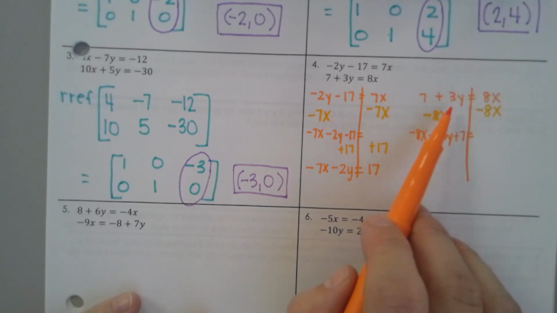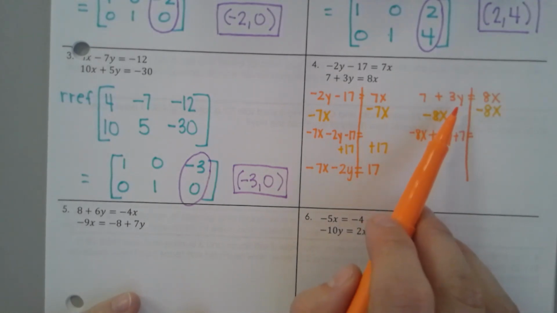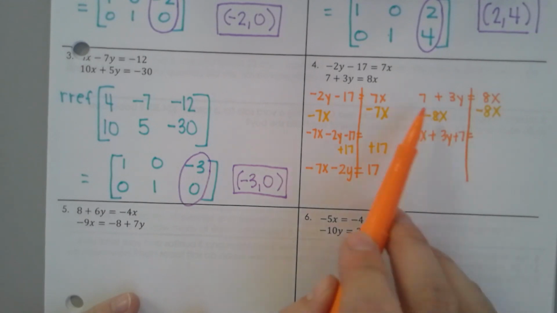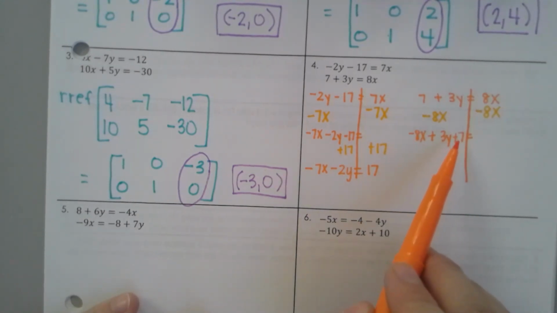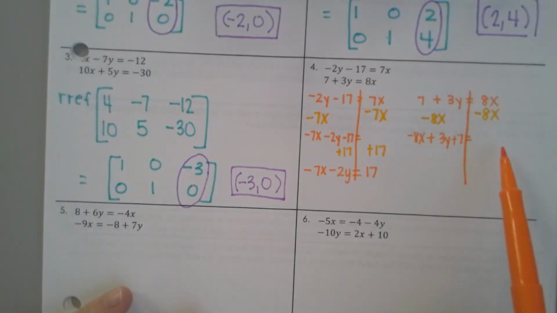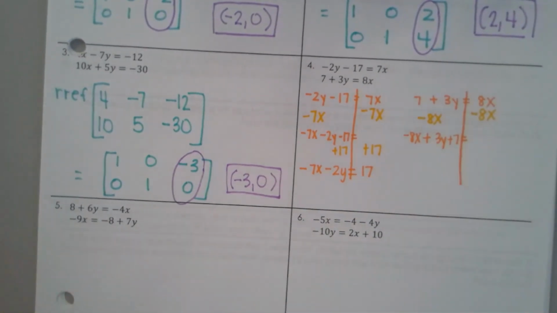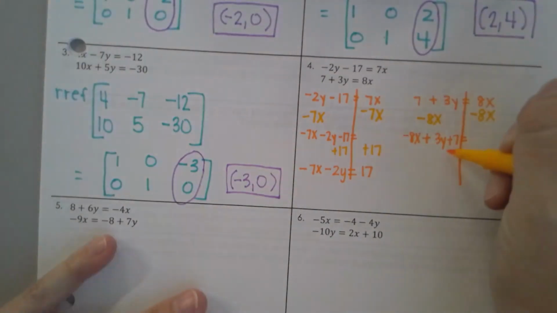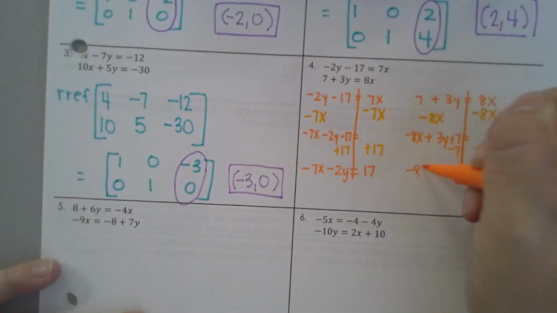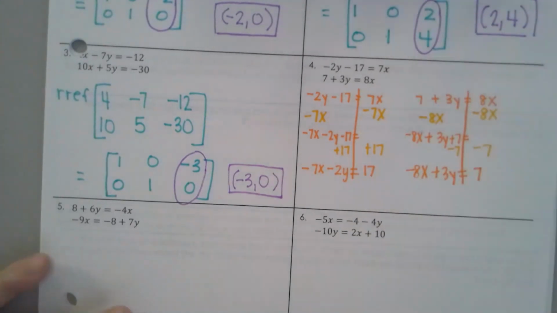You about to run out of time. The 3y was positive. I brought it down as positive. If it's like a negative 7, I would put down minus 7. Now the 7 has to jump across the line, so I have to change its sign. So I'm going to do a minus 7. If it jumps across the line, it changes sign. Negative 8x plus 3y equals 7.